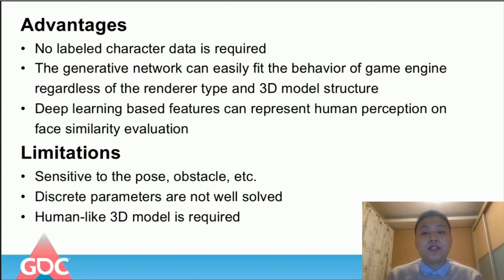Our method has three obvious advantages. Firstly, it does not require any labeled data since it is under a self-supervised learning paradigm. Secondly, our proposed imitator can easily imitate the game engine regardless of the renderer type and 3D model structure. In the end, we found that deep learning-based features can represent human perception very well on face similarity evaluation. Unfortunately, our method still has some shortcomings, such as being sensitive to pose and obstacles, solving discrete parameters not very well, and requiring a human-like 3D model.